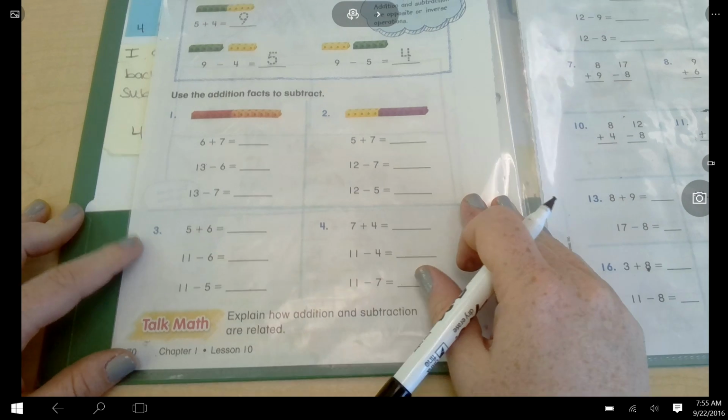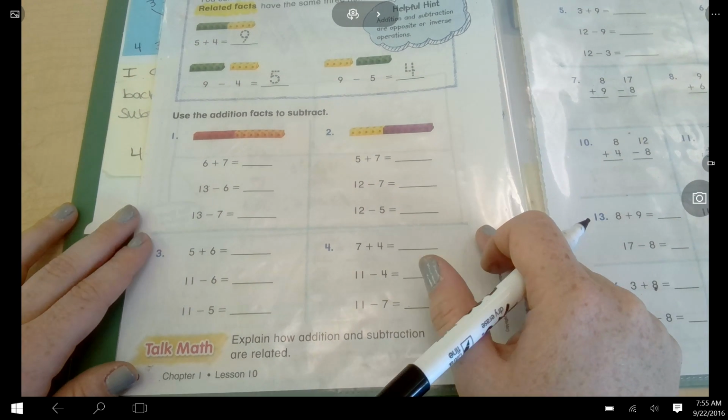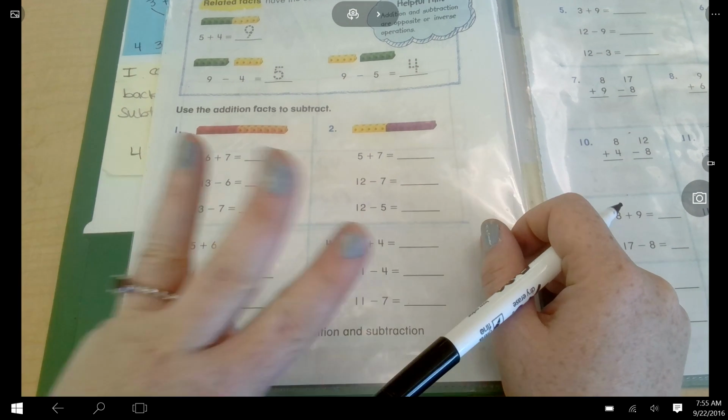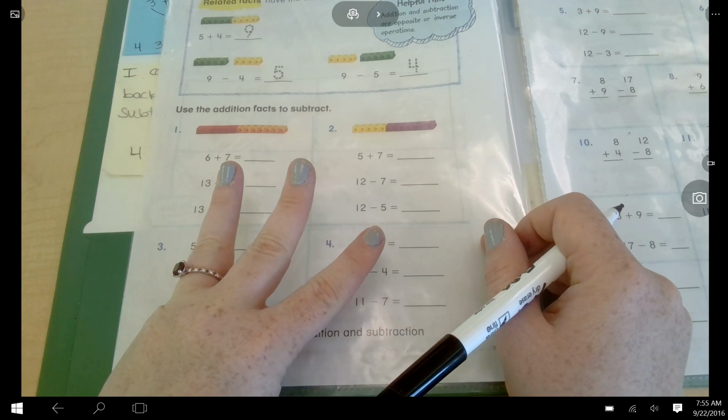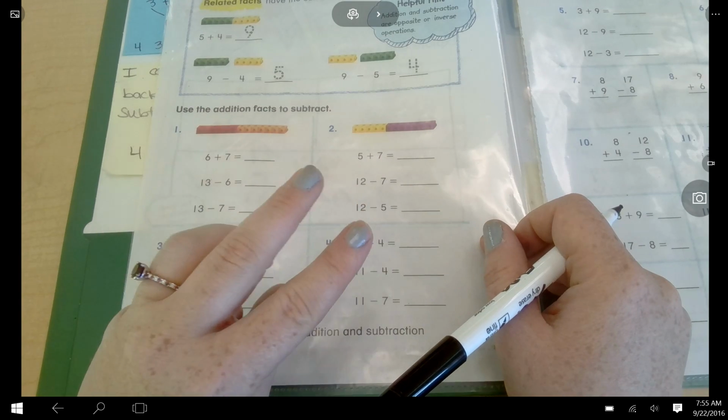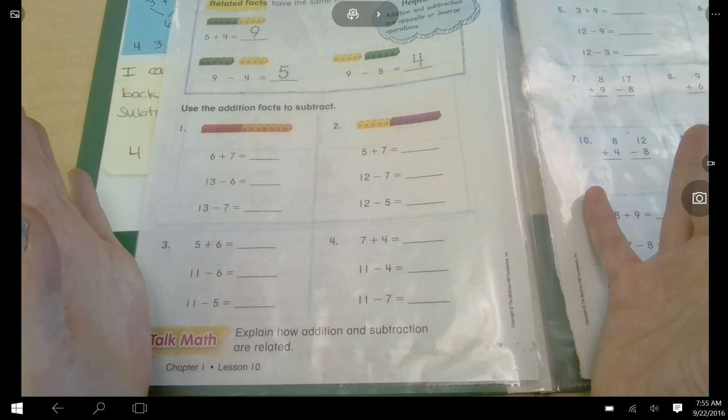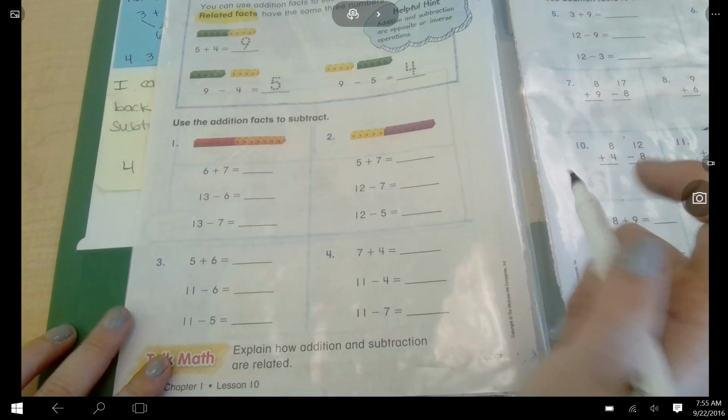Turn the page. Related facts. You can use addition facts to subtract. Related facts have the same 3 numbers. You can write 4 number sentences with just 3 numbers. It's so exciting. That's why I love that.